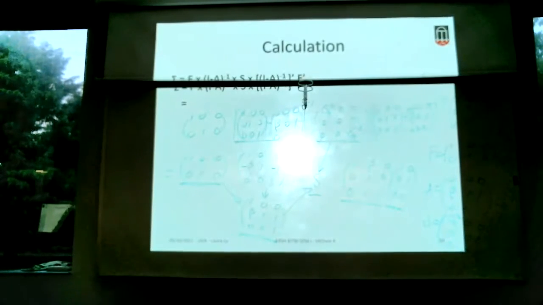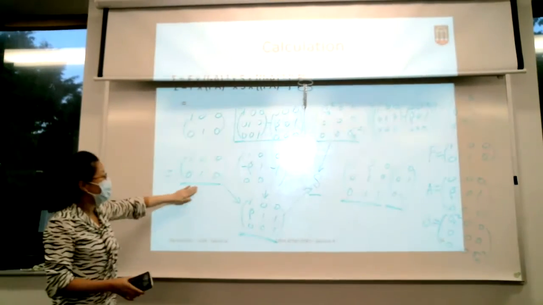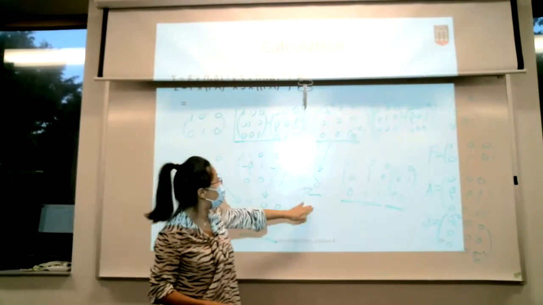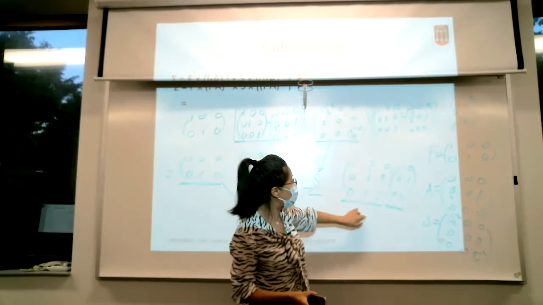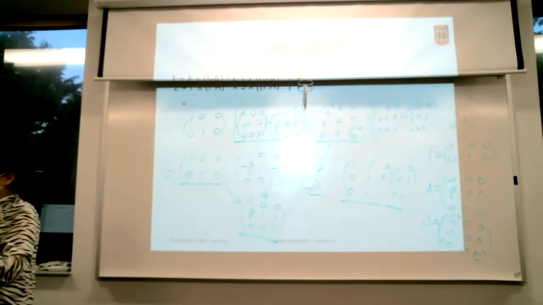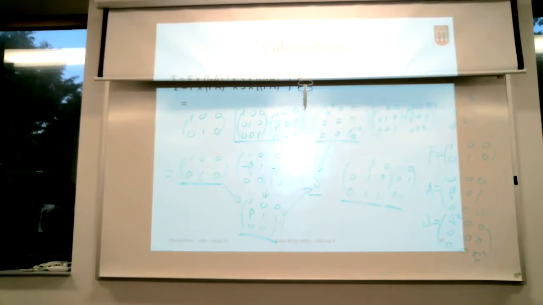I will give you 10 minutes to do the calculation: this matrix times this matrix times this matrix times this one times this one. You can try to do it by yourself, and after 10 minutes I will show you the details. I will do a demonstration by hand. By hand, this is easy.